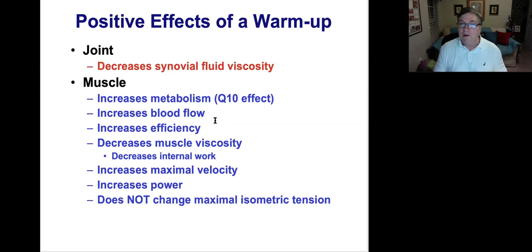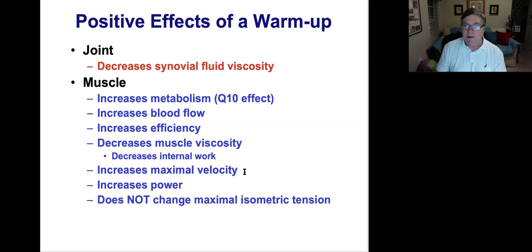Increases, of course, blood flow. Mechanical efficiency increases as the temperature of tendons, ligaments, muscles and cartilage increases. It becomes easier to move. There's less friction. There's less internal force that has to be produced. And that means that you're more efficient. It takes less energy to complete that movement. Muscle viscosity and internal work in the muscle decrease. So both of those increase the mechanical efficiency.